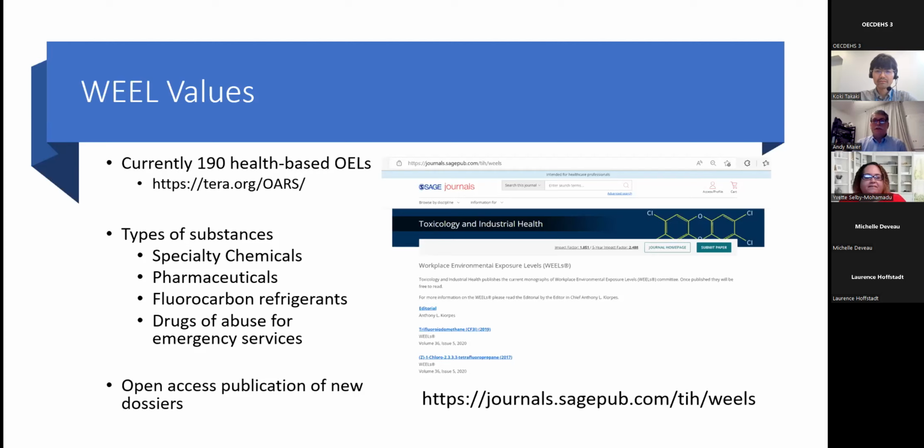Another thing that makes the WHEEL Committee a little different is the types of substances we tend to develop OELs for. So we're not typically going to develop an OEL for something that has an existing OEL. So common metals or common solvents are generally something we would not be developing an OEL for, because we want to make sure that we're adding to the overall coverage of OELs and not duplicating effort. So some of the types of substances for which we might have an OEL are specialty chemicals. We're increasingly publishing OELs on pharmaceuticals. In fact, we're getting ready to release OELs for some antibiotics soon. We have a series of OELs related to fluorocarbon chemistry and refrigerants that are being used as replacements. And we also have initiatives around OELs for drugs of abuse that are important for emergency services workers. So again, these are some examples of different types of substances that are represented and are being developed.